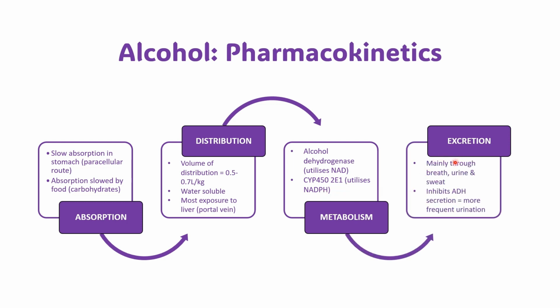So let's talk about excretion, so how the body gets rid of the metabolites. This is mainly through breath, urine, and sweat. Alcohol also inhibits antidiuretic hormone secretion. Therefore, if you've ever drank alcohol before, you'll notice that you go to the toilet more frequently. So there's more frequent urination. Alcohol is typically excreted as acetic acid, and you'll understand that a bit more later in the video.